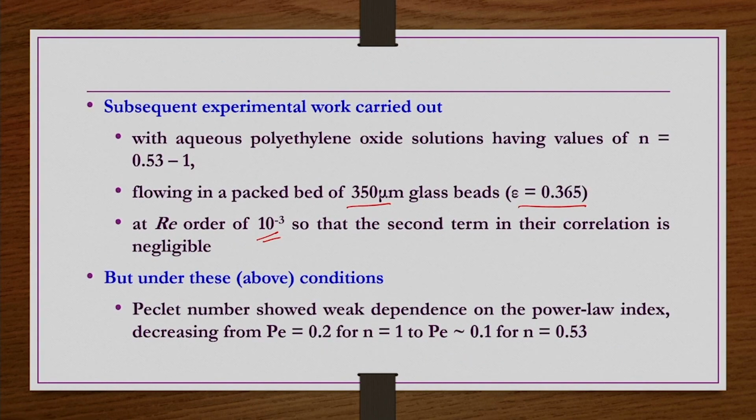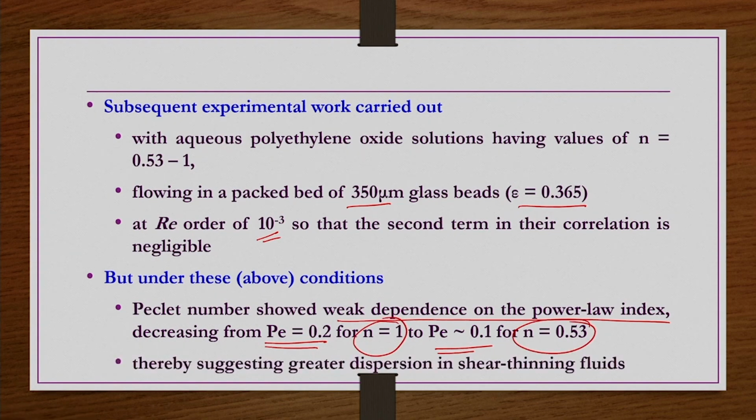But under these conditions, the Peclet number showed a weak dependence on the power law index. That is, the Peclet number decreases from 0.2 to 0.1 when n decreases from 1 to 0.53, thereby suggesting greater dispersion in shear thinning fluids.